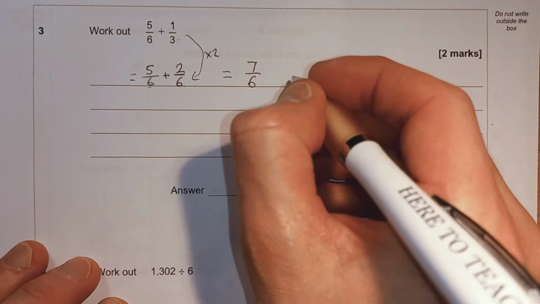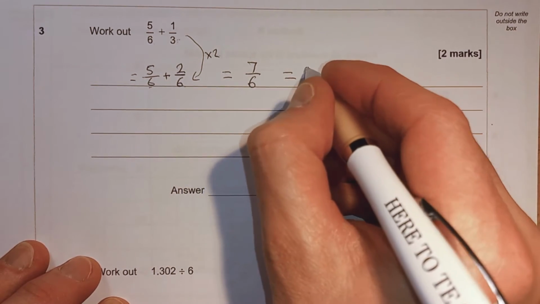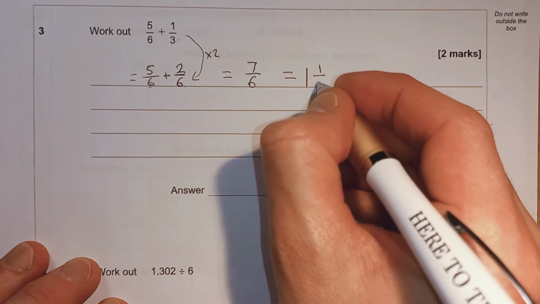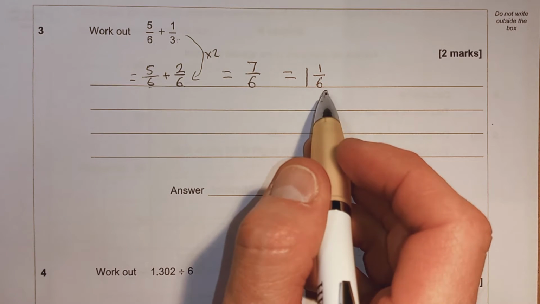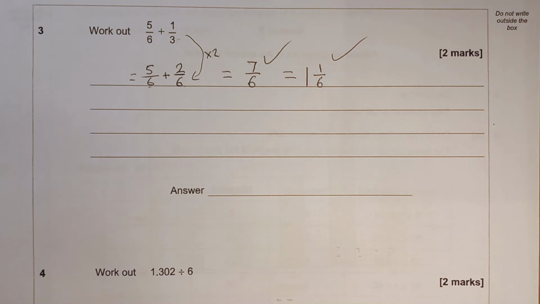So you could say, how many times does 6 go into 7? Well, it goes into it once, and there's 1 left over. So you can write it 7/6 or 1 1/6. Both are absolutely fine.